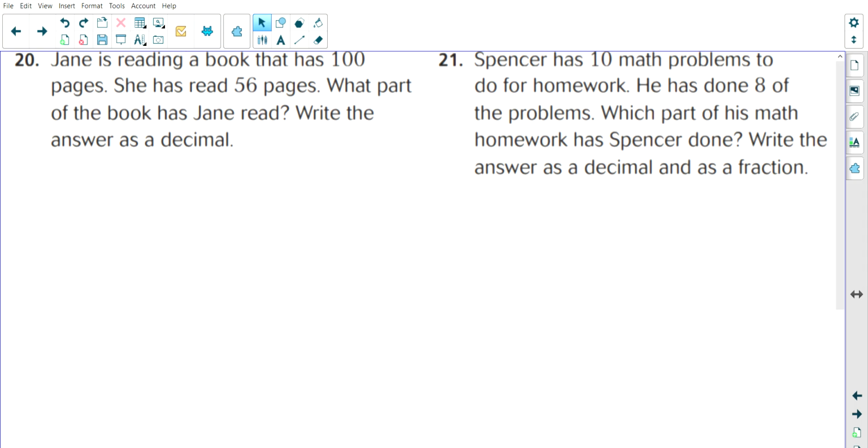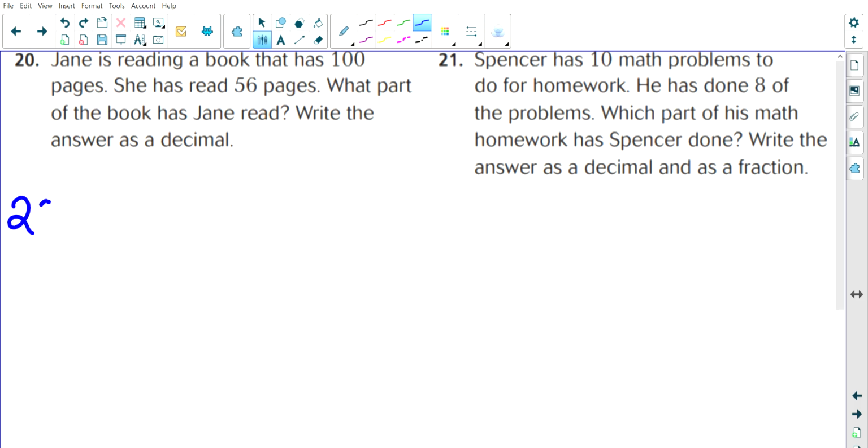All right, we're going to now apply some word problems. This is number 20 from set A. Jane is reading a book that has 100 pages. She has read 56 pages. What part of the book has Jane read? Write the answer as a decimal.